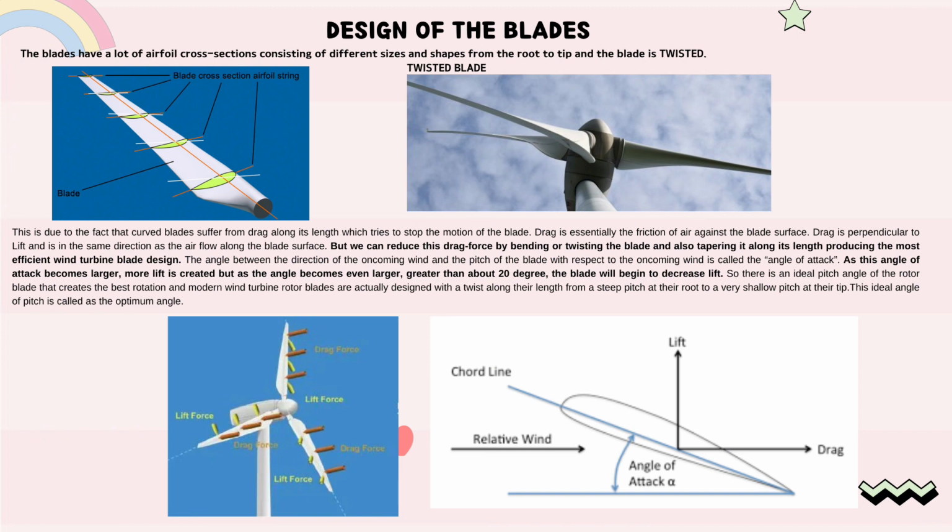How does the design of the blades of a wind turbine help to increase its efficiency? The blades have a lot of airfoil cross-sections consisting of different sizes and shapes from the root to the tip, and the blade is also twisted.